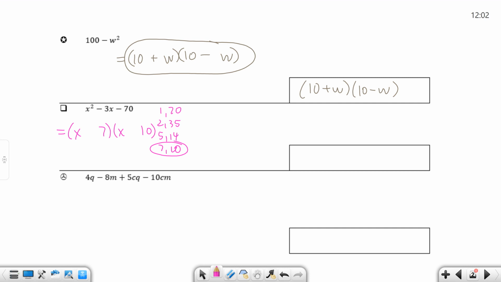And then what? Different signs. I don't care what this is. Forget that's there. That says different, right? So different signs we read as the bigger number gets this first sign. So the bigger number gets a what? A negative. Which one's bigger? 10 is bigger than 7, right? So that means 10 gets the negative and 7 gets a different sign, which is positive. There's my final answer, x plus 7, x minus 10.